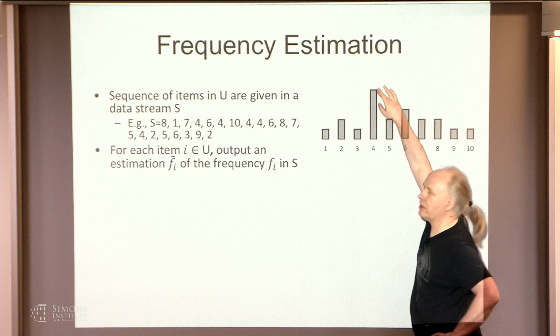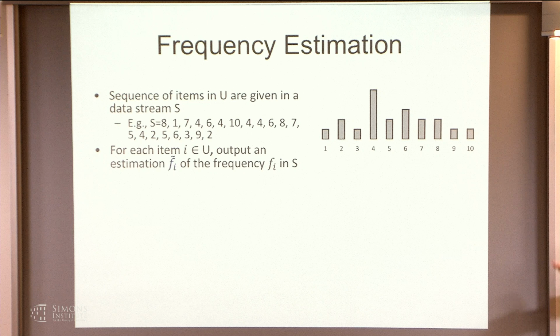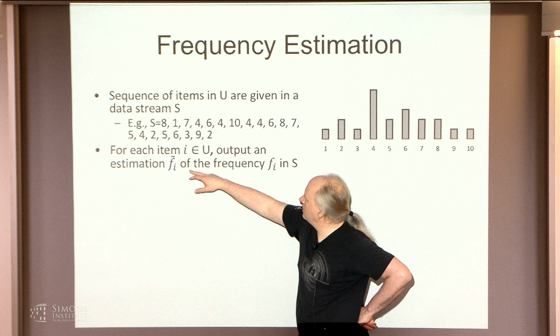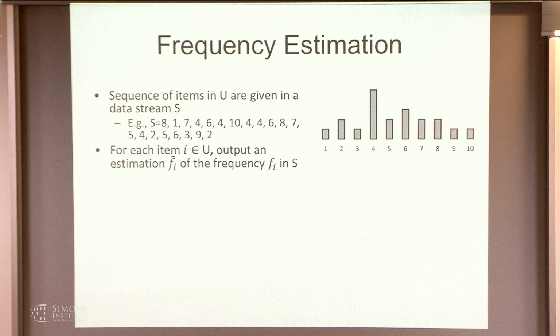If we had enough space, we would just store the whole count vector, but we don't. This is a streaming algorithm, so what we want is to compress it. But still, we should be able to simulate access to this frequency vector, with some approximation, right? Approximation is due to compression. The goal is to read the stream, and then whenever you are asked what the frequency of i is, you output some estimate, which might or might not be the same as the true frequency of this element in the set. So this is the frequency estimation problem.